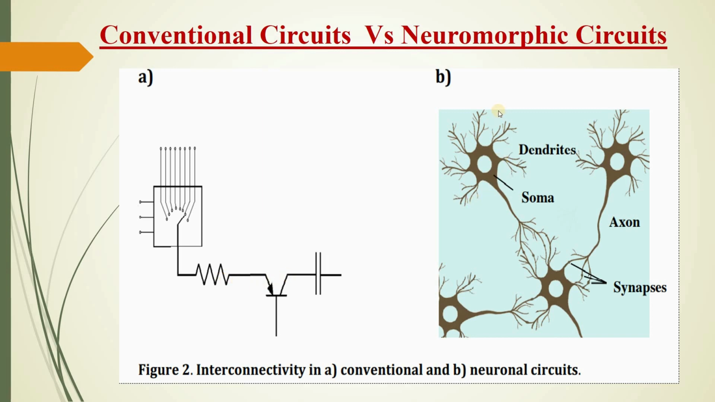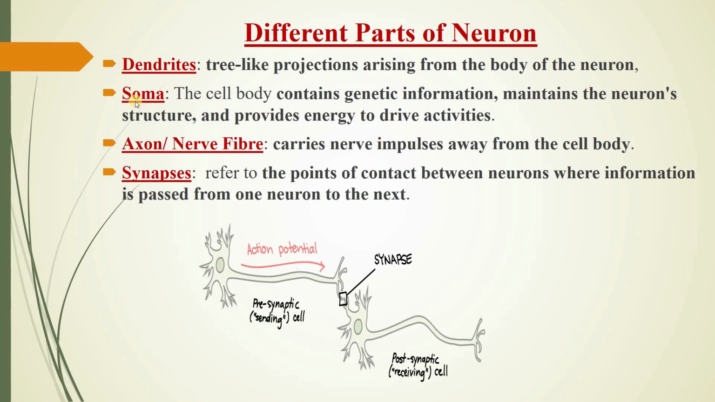But if you wanted to implement neuromorphic architecture, we have to build this type of complex structure. That means a neuron, which is the basic fundamental unit of your brain. We have to build this type of structure. Okay, so the basic fundamental unit of your brain is the neuron. The neuron consists of different parts like dendrites, soma, axon, synapses, like that.